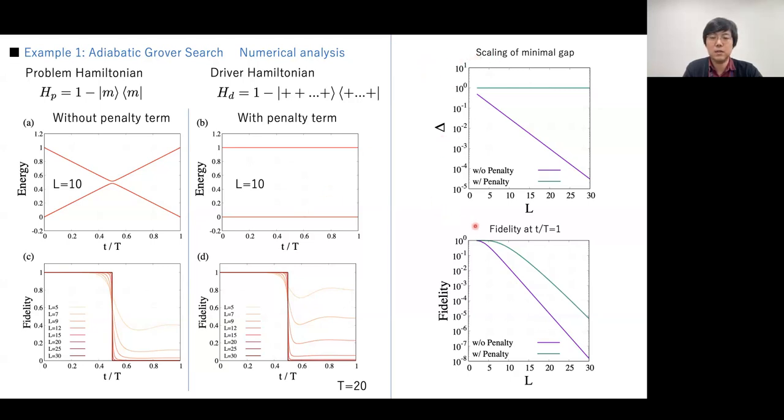We plot the fidelity. As you can see, in both cases the fidelity exponentially decreases, but in the case with penalty term, this decrease is small. So this behavior is consistent with our general framework and analytical calculation.